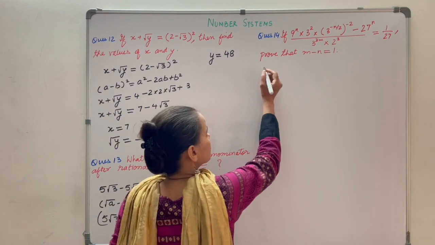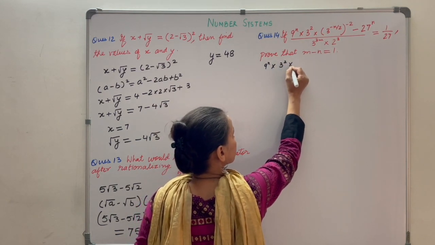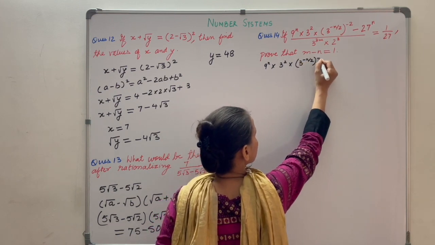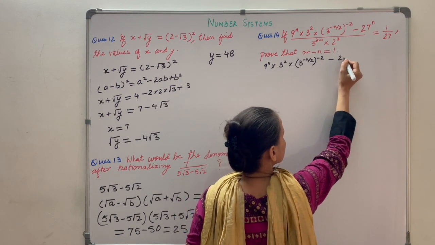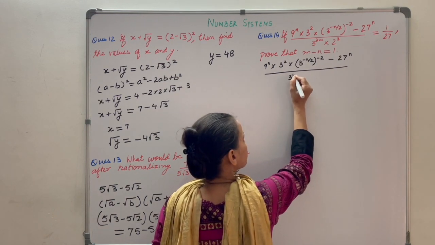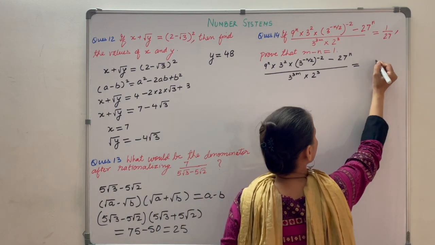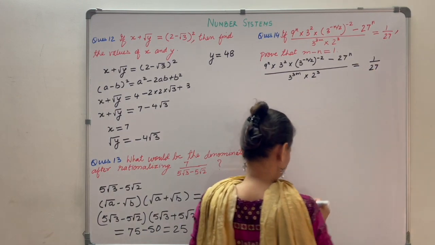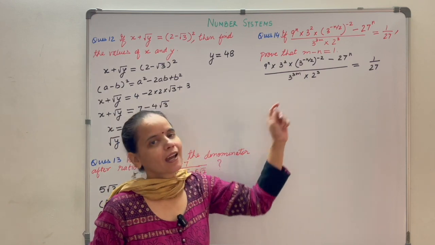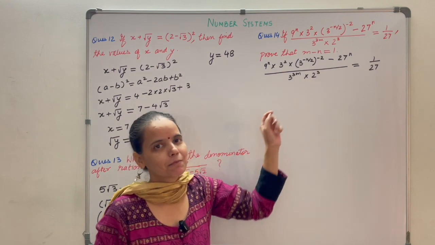So let us write it down. We have 9 raised to the power n into 3 square into 3 raised to the power minus n by 2, whole raised to the power minus 2, minus 27 raised to the power n divided by 3 raised to the power 3m into 2 cube is equal to 1 upon 27. So here you can see that all these numbers are written in exponential form. And for these numbers, the base is 3, and for this number, the base is 2.